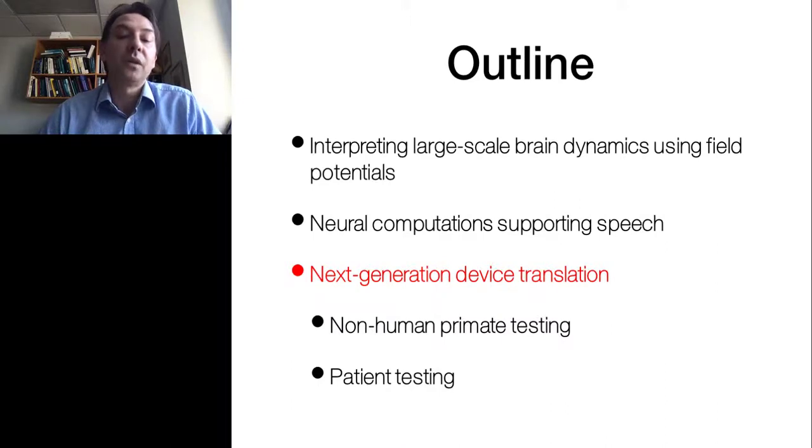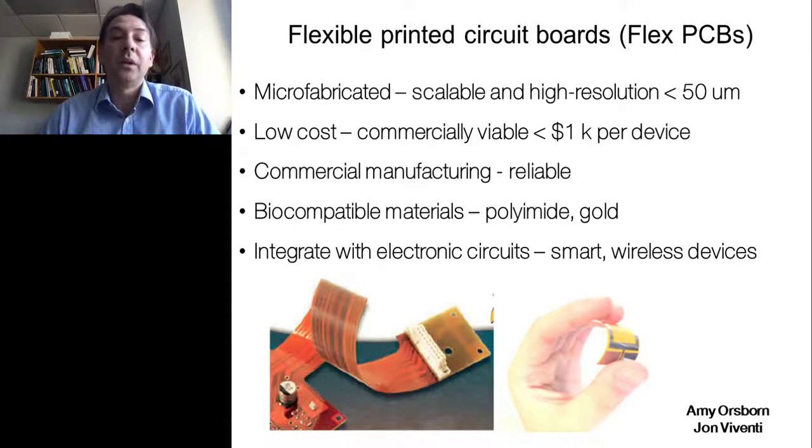So now I want to move on to our ability to analyze these neural computations using next generation devices. In particular, I want to talk about so-called flexible printed circuit board based technologies. And the reason why is because they're really powerful for translational goals. These devices are microfabricated, they're cheap and low cost, they're available for manufacturing commercially. They are also able to be used to make biocompatible implants. And critically, since they're based on printed circuit boards, we can integrate more advanced electronic circuits that make the devices wireless and smart.